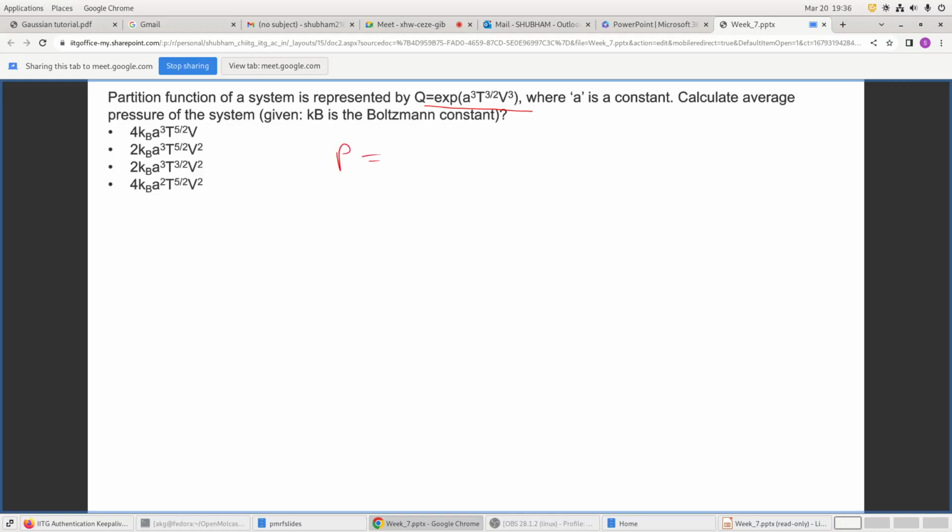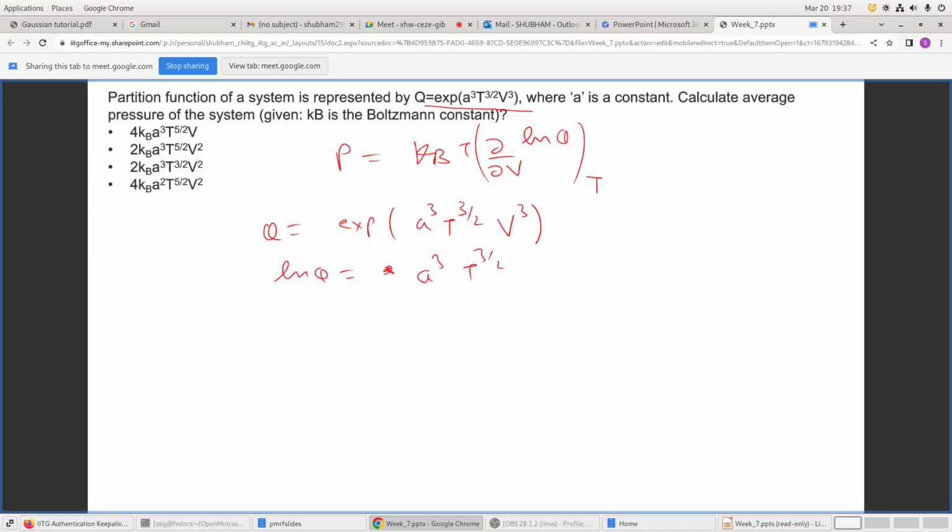So average pressure P is equal to kBT ∂/∂V of ln Q at constant temperature. Q is given: Q is equal to exponential of A cube T to the power 3/2 V cube. So ln Q will be A cube T to the power 3/2 V cube. We need ∂/∂V of ln Q at constant temperature.